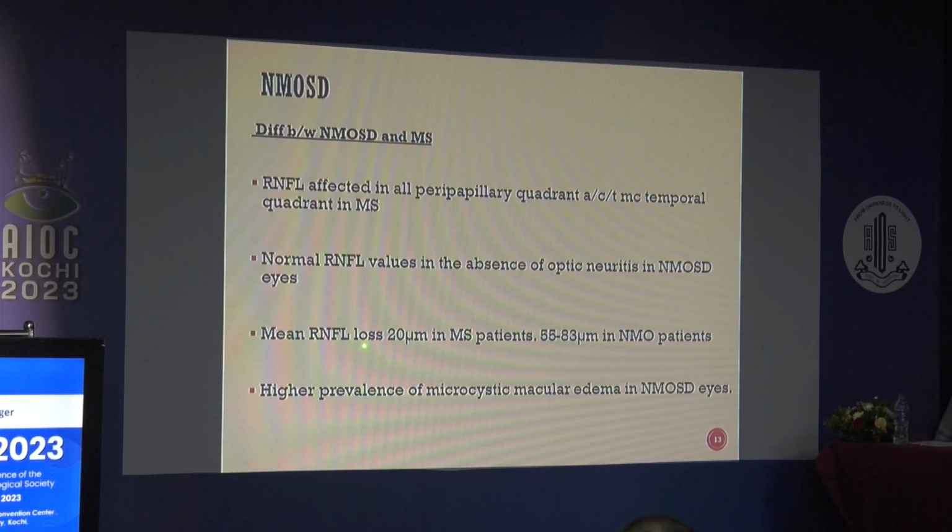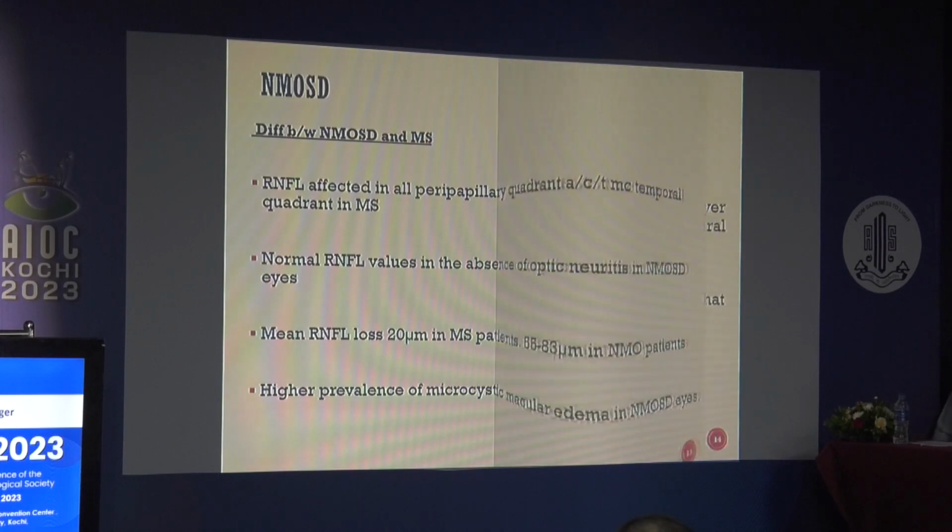The mean RNFL loss in multiple sclerosis is around 20 to 30 micrometers, whereas in NMO disorders it is much more profound, around 55 to 83 microns. And in NMO spectrum disorder, there is a higher prevalence of microcystic macular edema.